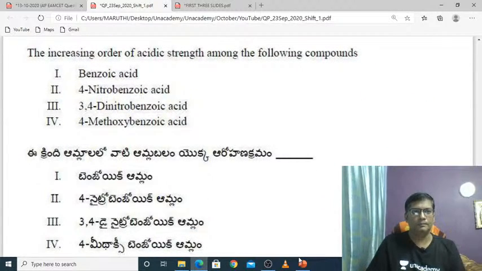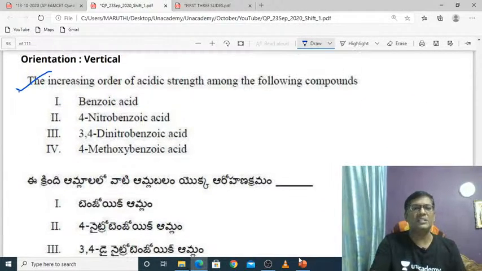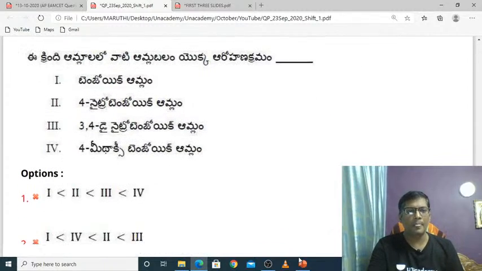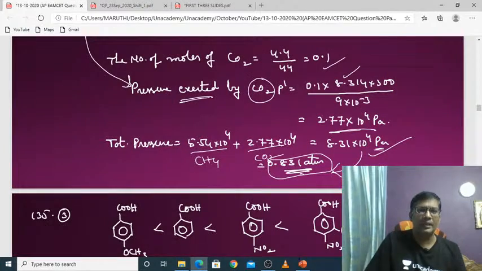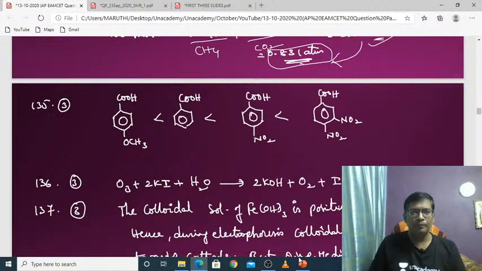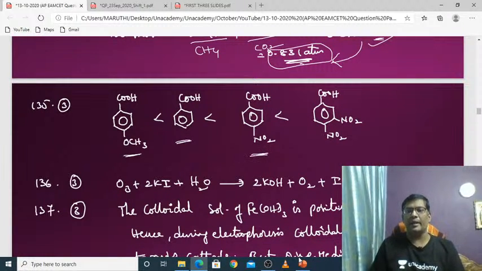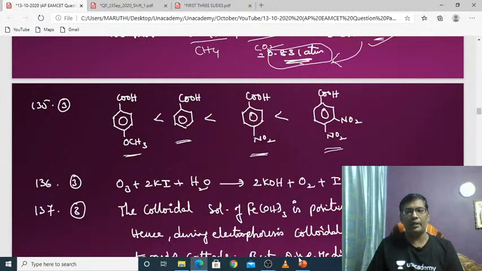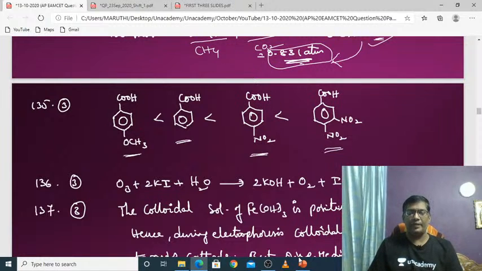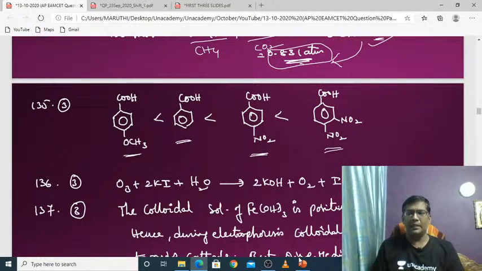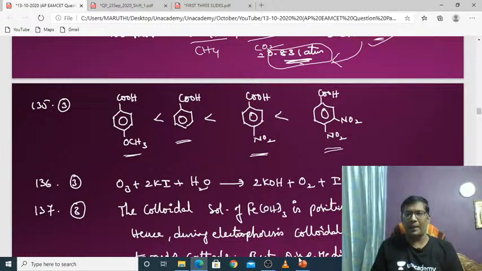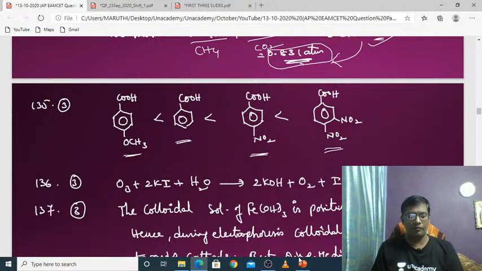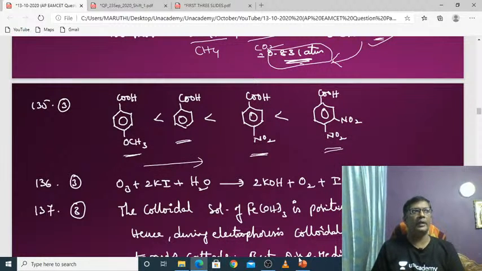Coming to the 135th. The increasing order of acidic strength, very easy it is, among the following. The acidic strength is looking like this among these 4: methoxybenzoic acid, benzoic acid, paranitrobenzoic acid, dinitrobenzoic acid. The acidic strength depends on the electron withdrawing and donating groups, the ortho effect, and the directing nature of the groups. Based on these concepts, the order of the acidic strength of these benzoic acids is looking like this.